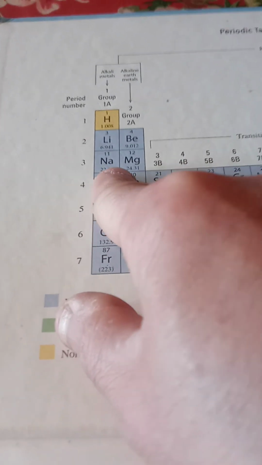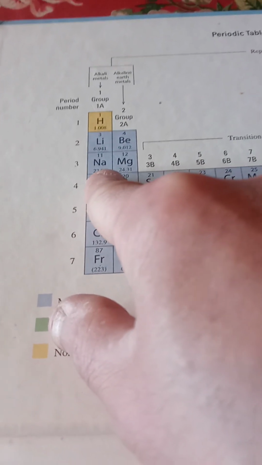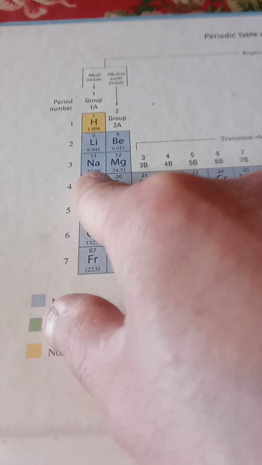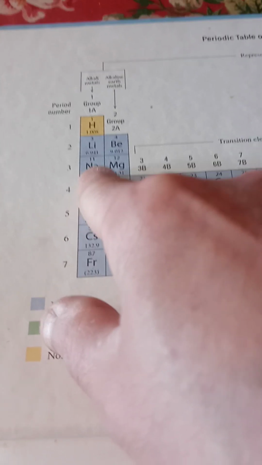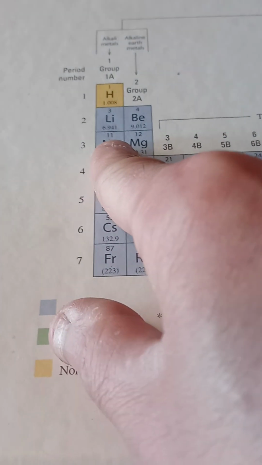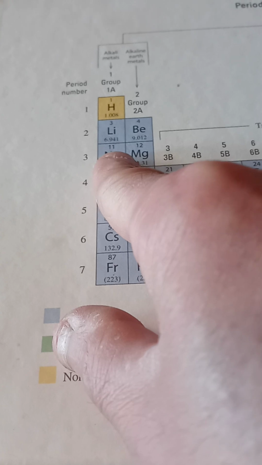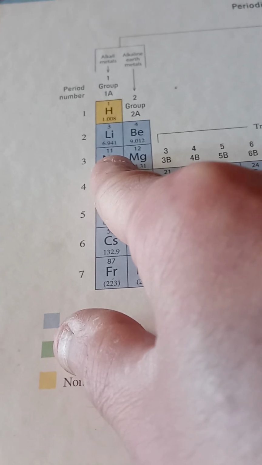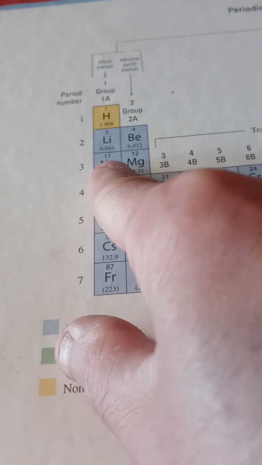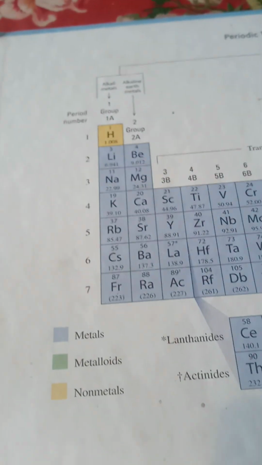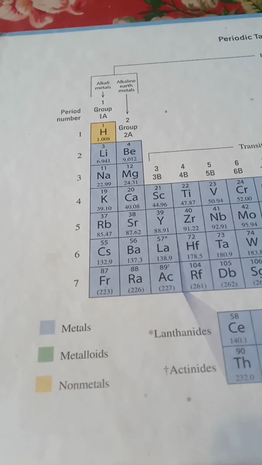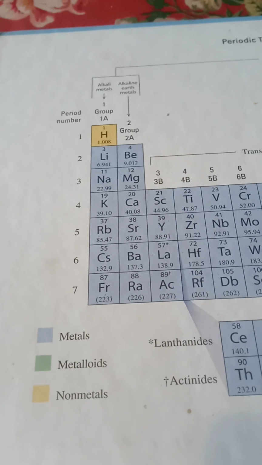See here, sodium, capital Na, is the chemical symbol for sodium, and on top you have 11. That 11 is the amount of protons in the atom, which means that's also the number that causes the atoms to be positively charged. Okay, so now you know.